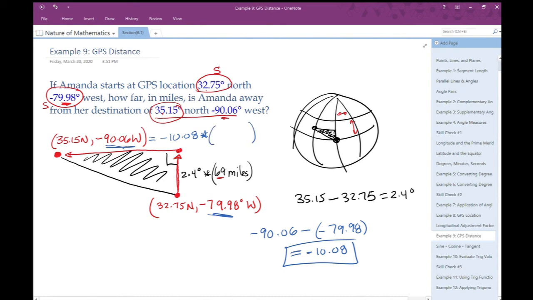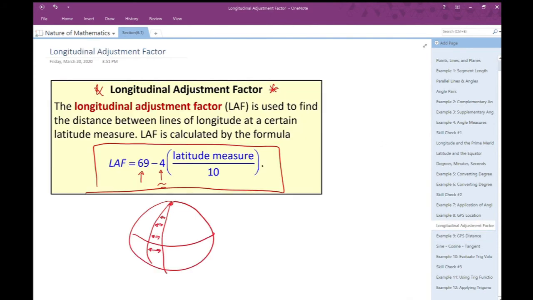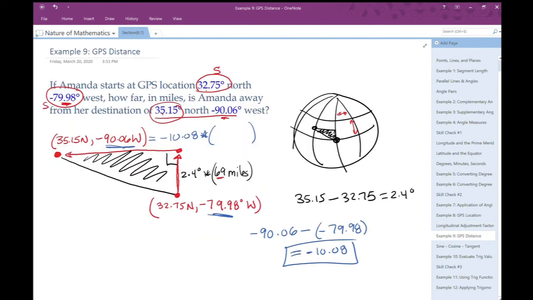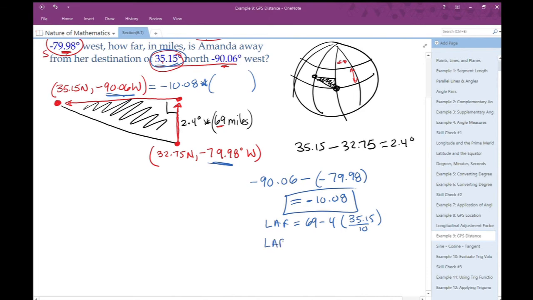To do that, let me go back to my formula. The longitudinal adjustment factor, LAF, is equal to 69 minus 4, and this latitude measure is our destination latitude. And then we divide that by 10. So let's go back to our problem here. Let's find the LAF. 69 minus 4, my destination latitude is 35.15 degrees divided by 10. So my LAF is 69 minus 4 times 3.515.